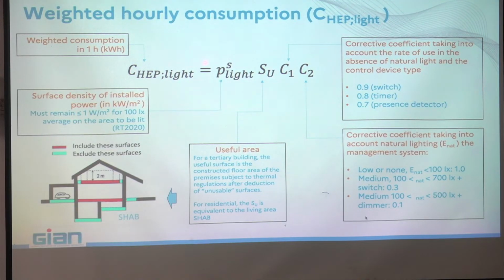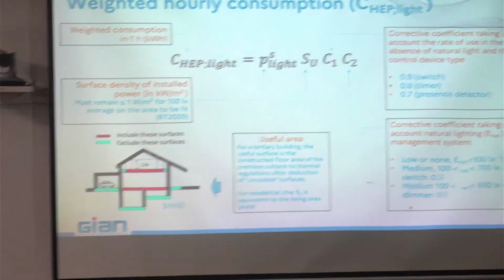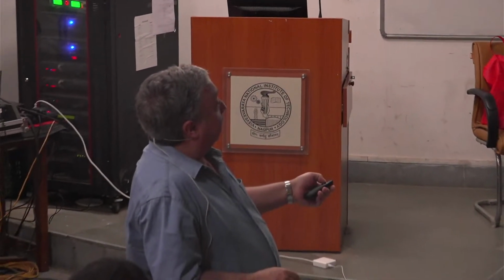Calculating the power, global power, again, is not a problem. Number of lamps multiplied by the installed power, but then here you have to multiply by that. And then you have to take into account the useful surface with all the explanation that I put here. And finally, you have here 2 corrective coefficients that take into account any kind of control functions. For example, you see that the first one, if you have just a simple on-off switch, the value is 0.9. But if you have a presence detector, the value is 0.7.